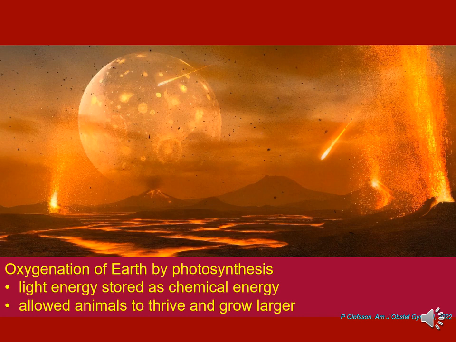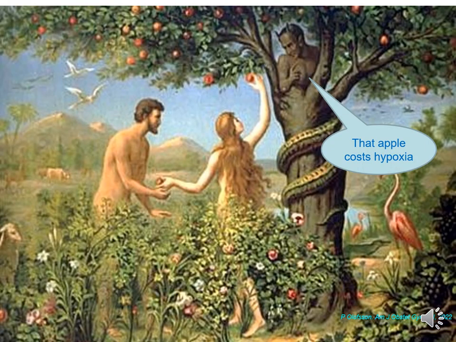Photosynthesis by plants enabled oxygenation of Earth, by which light energy could be stored as chemical energy, and animals could thrive and grow larger. However, the benefits of oxygenation had a price, the threat of hypoxia.